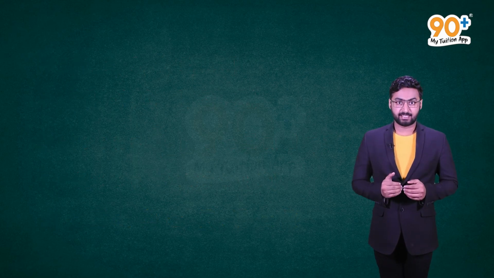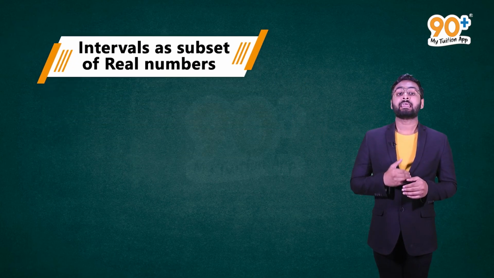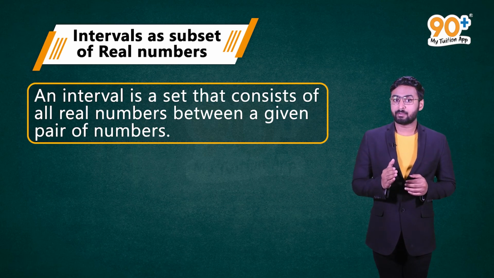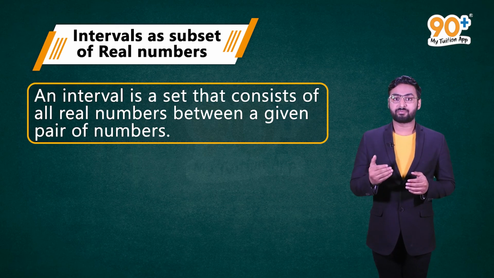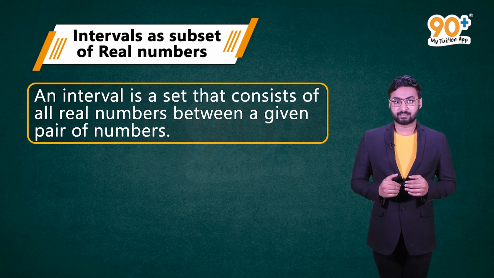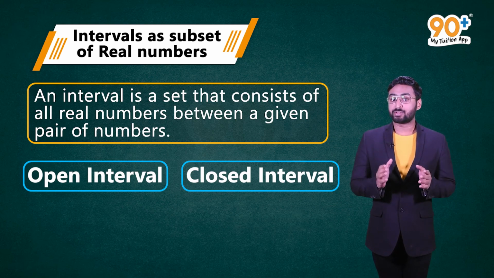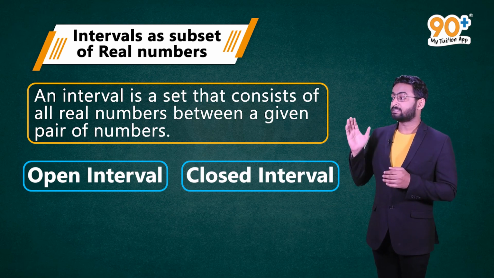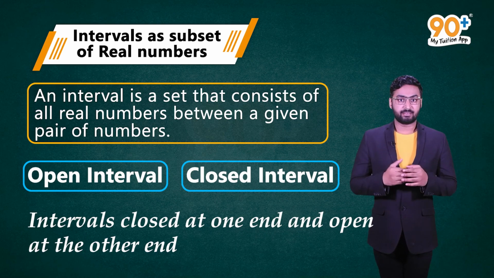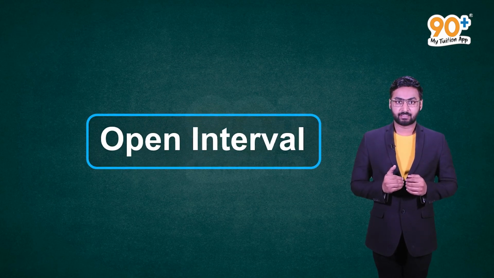Our next topic is intervals as subsets of real numbers. An interval is a set that consists of all real numbers between a given pair of numbers. Generally, there are two types of intervals: open interval and closed interval. And there is also a third one, that is an interval closed at one end and open at the other end. First, let us take a look at the open interval.